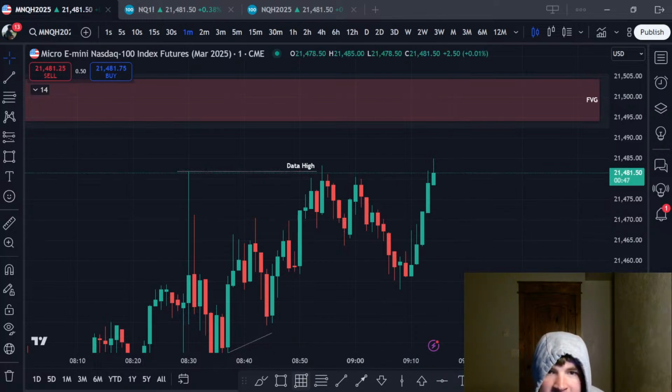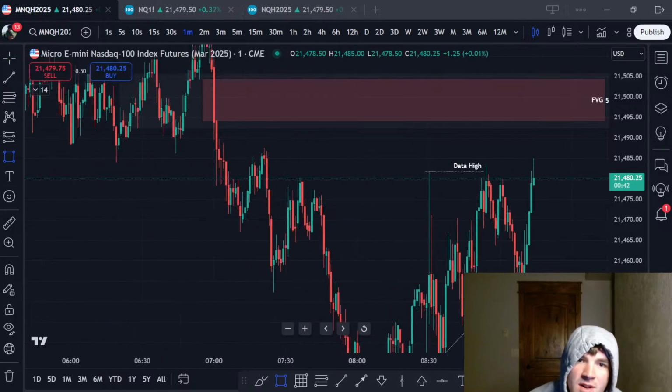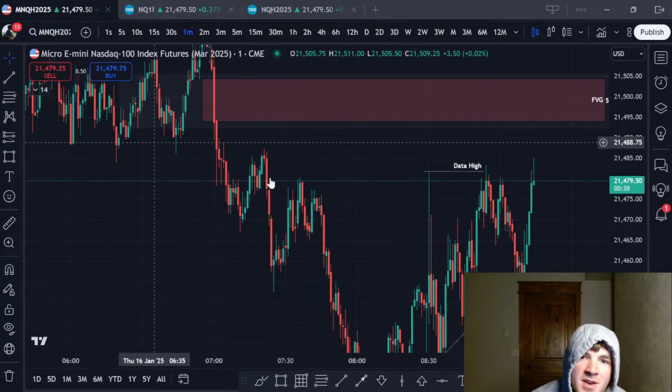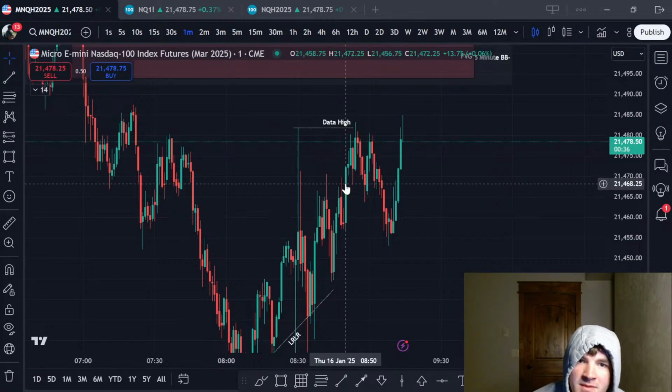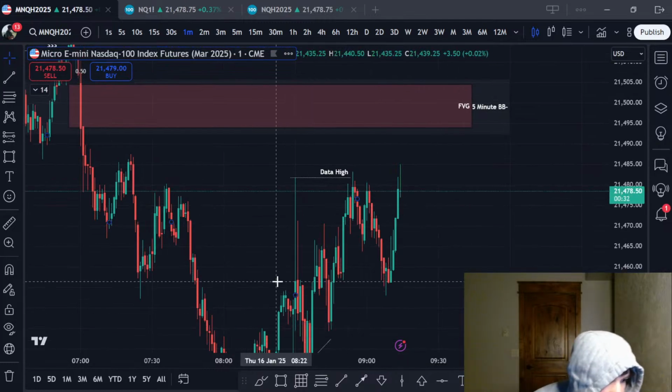Like I said, there's a reason I didn't take this inversion. I still see this breaker for value gap as an area we could go to, and I'm not convinced that just barely sweeping this data high is going to send us lower.